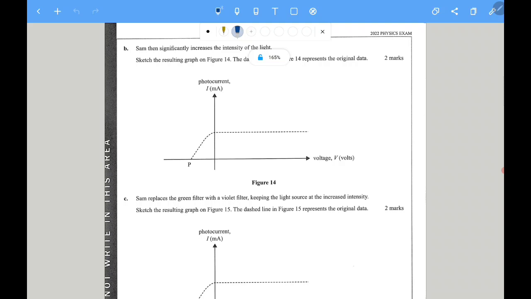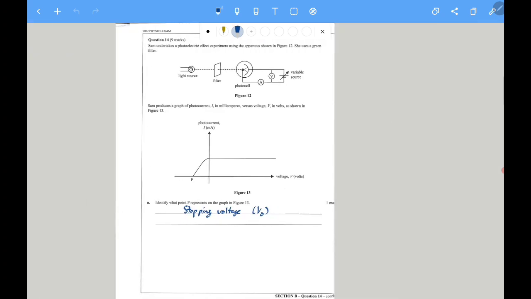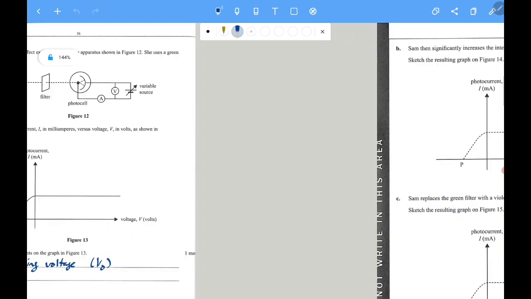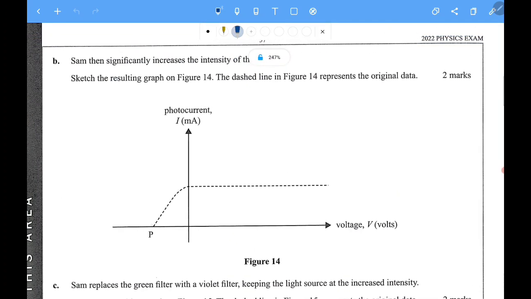Sam then significantly increases the intensity of light. Sketch the graph in figure 14. Let me just see if there's no caveats in the question. No. Okay, so it chooses a green filter. That's about it. Right.